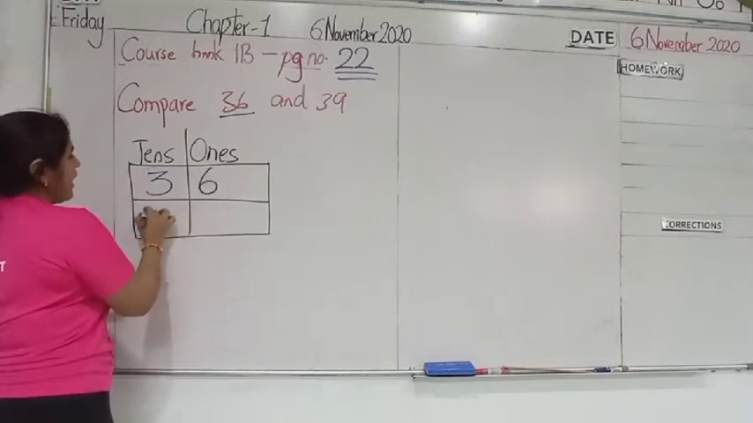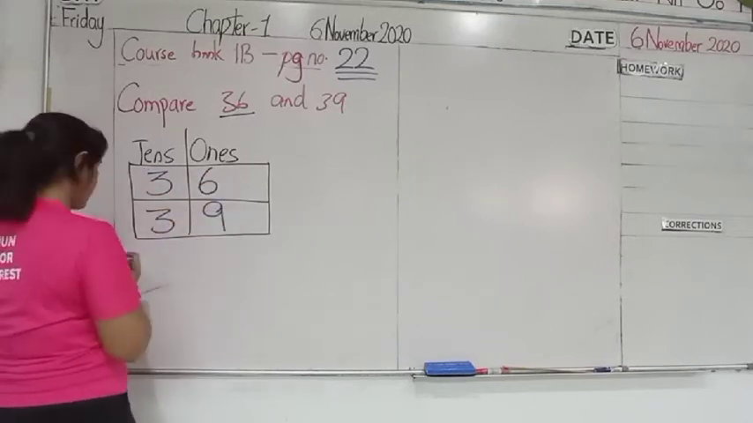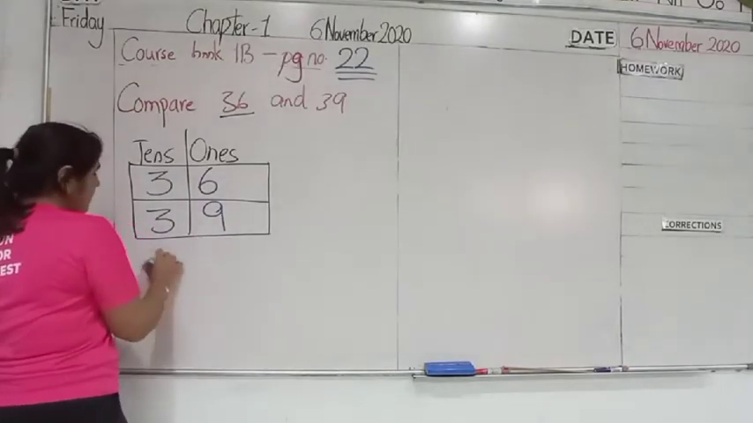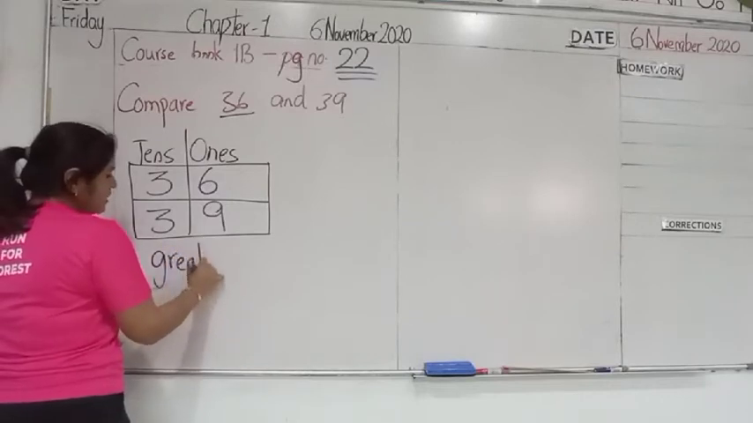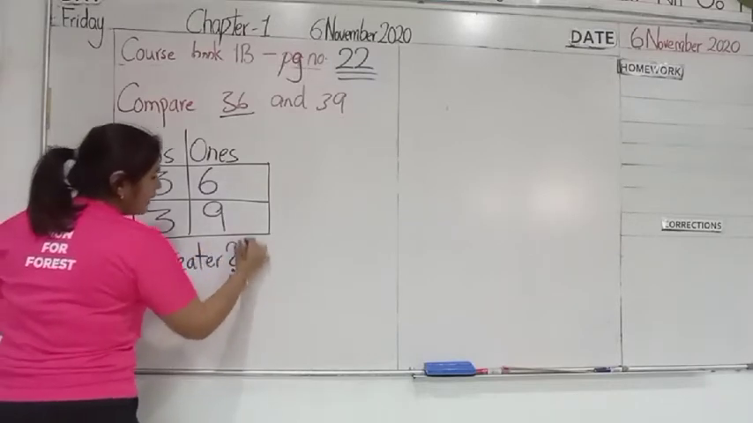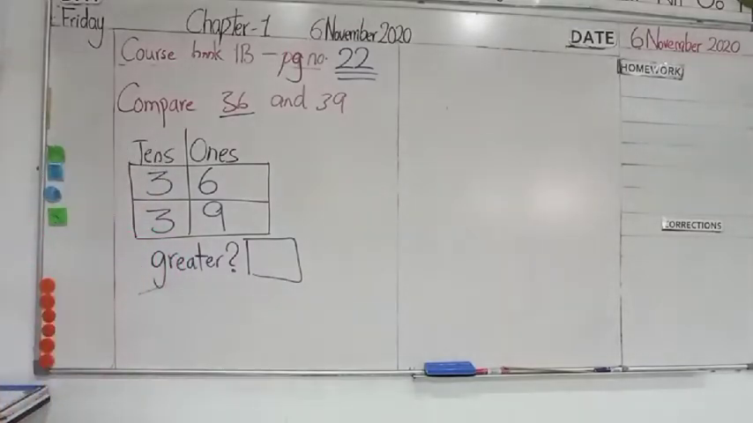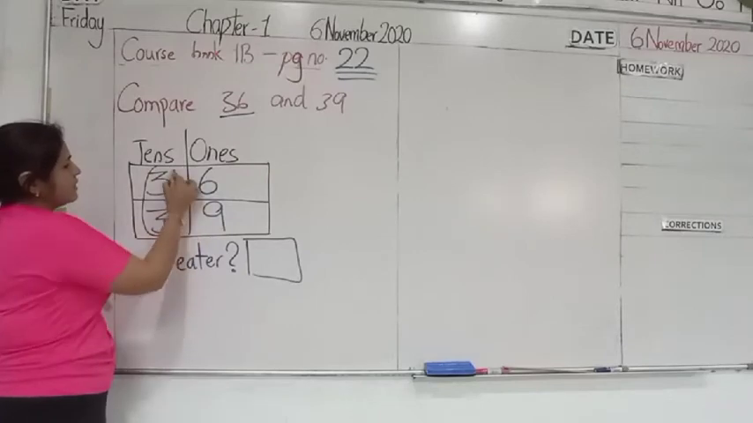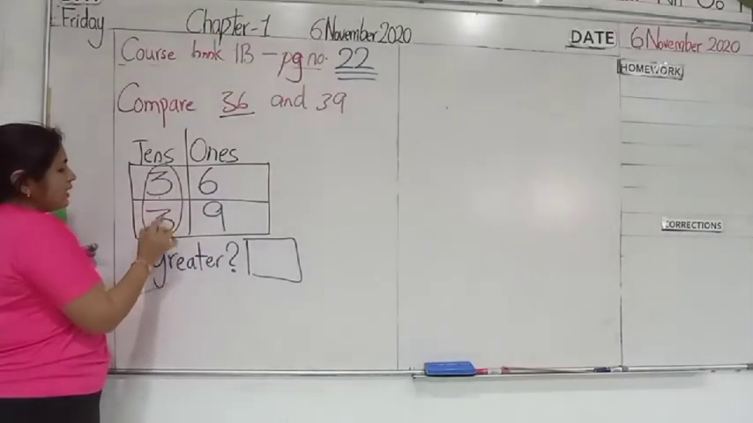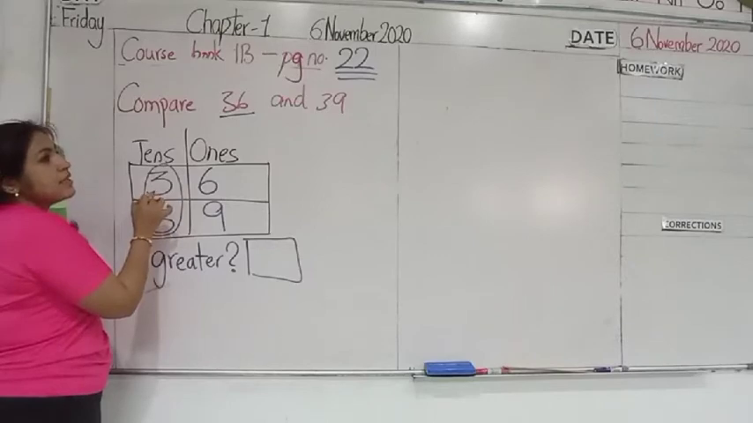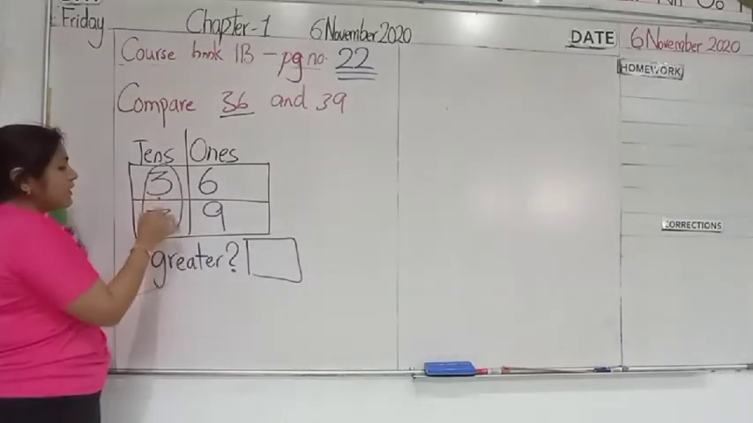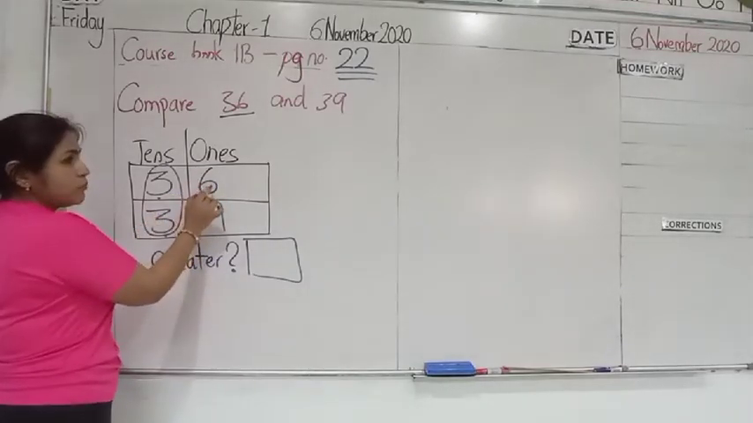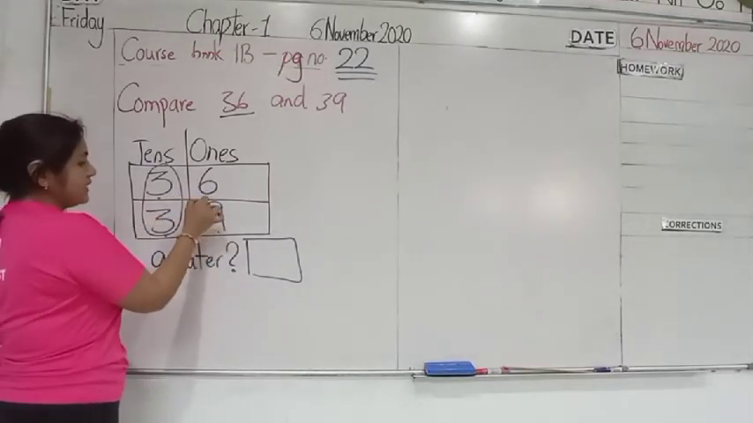36 and 39. Once you are done with it, you write down which is greater. Which is the greater number? Answer me, which is the greater number? Remember, we have to compare the tens first. You can see in tens place, the number is the same. Both the numbers are the same. 30, 30. Alright? When you come to the ones number, you will see 6 and 9.